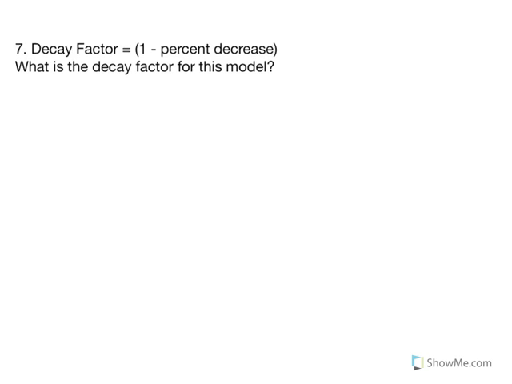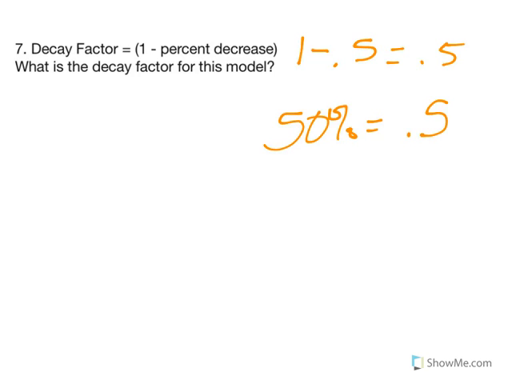And now we are on page 250. Oh, no, we're not. Sorry, I got ahead of myself. The decay factor is 1 minus the percent decrease. So just like with the growth factor, how we added the percent increase, well, because we were getting bigger, with decay, we're getting smaller, so we have to subtract that percent decrease. So we would take 1 minus the 0.5, because we're decreased, and that would give us 0.5. So our decay factor is 50% or 0.5, depending on how you're looking at it.